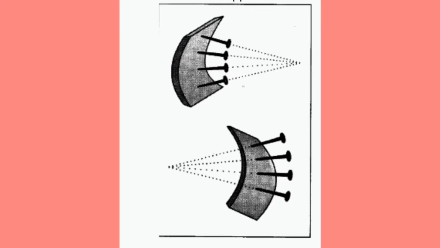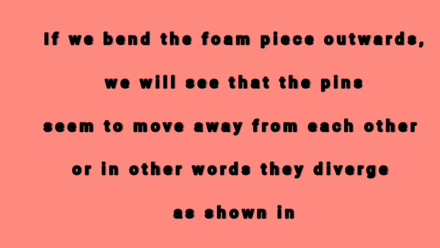If we bend this foam inwards, what will happen? The pins tend to converge at a point. The pins meet at an intersection point when we bend inwards. If we bend the foam piece outwards, we will see that the pins seem to move away from each other, or in other words, they diverge, as shown in the figure.